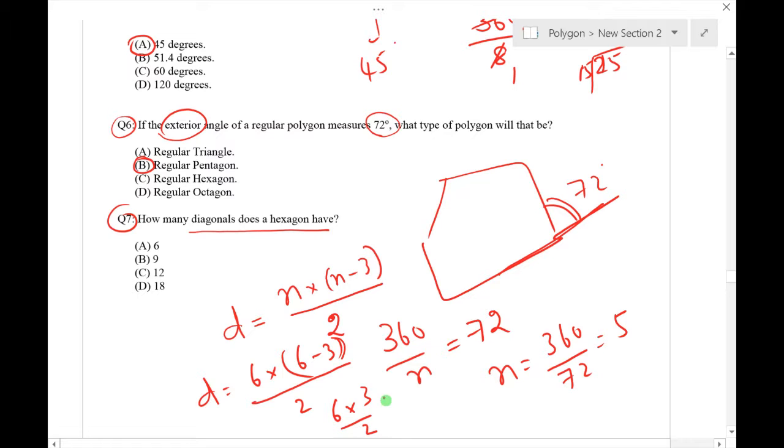For heaven's sake, don't multiply 6 times 3 is 18 and then try to divide. Simplify: 2 goes into 6 three times. Therefore the answer is 3 times 3, which is 9. Correct answer is 9. Did you understand that? Are you following the lesson? Very beautiful. So we have a few more questions to go. Let's go to the next question.